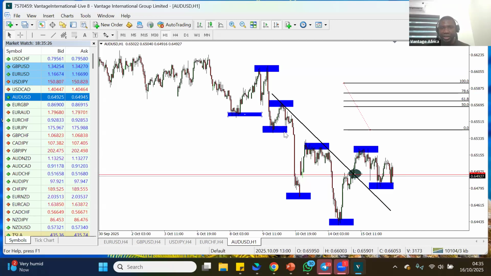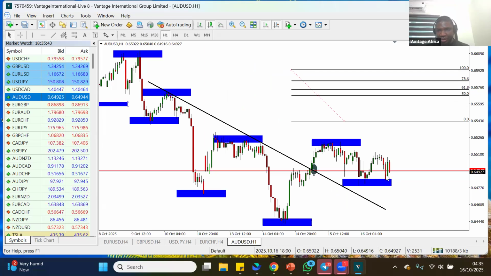If I expect price to... how do I say this now? Let's say I'm looking at this right now. Let me zoom a bit. I'm looking at this bottom now. Let's say I'm expecting price to come from where it is now. Look at the current market price, 0.64935. That's the current market price.